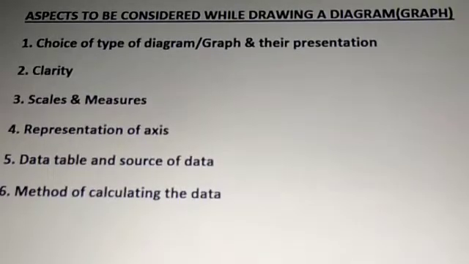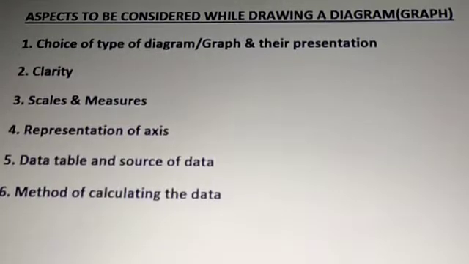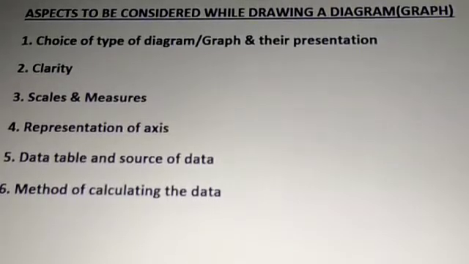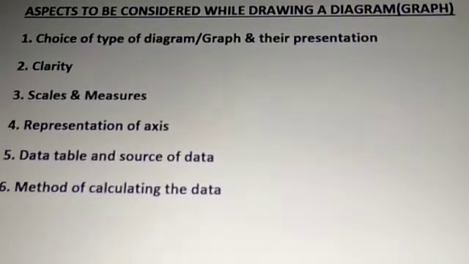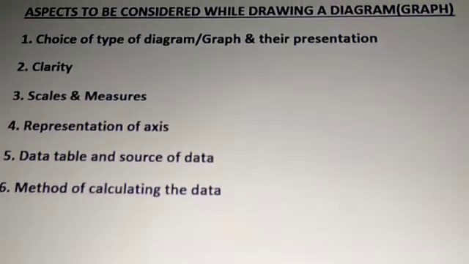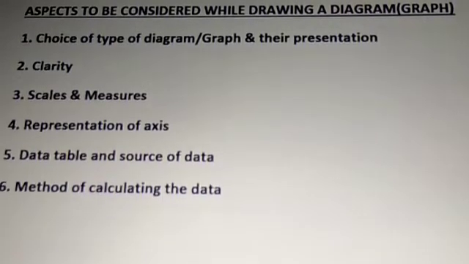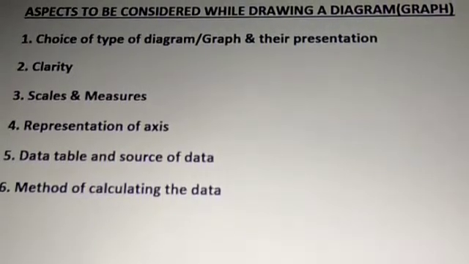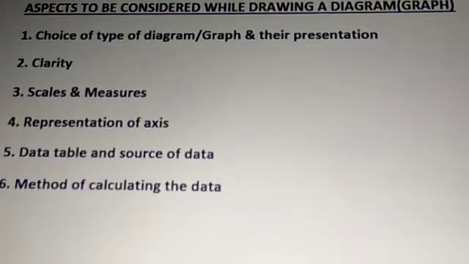Aspects to be considered while drawing a diagram. Aspects means the things, the points which should be considered, which should be kept in mind while drawing a diagram or a graph. So the first one, choice of type of diagram or graph and their presentation. As I told you earlier, in this chapter you will see different types of diagrams and graphs. In diagrams also, pictograms, scattered, different types you can see in this chapter as we proceed. And in graphs also, bar graph, clustered graph, these are all different types of graphs.